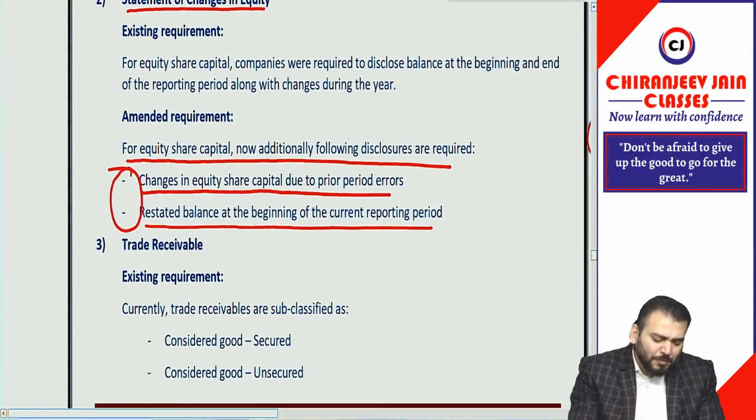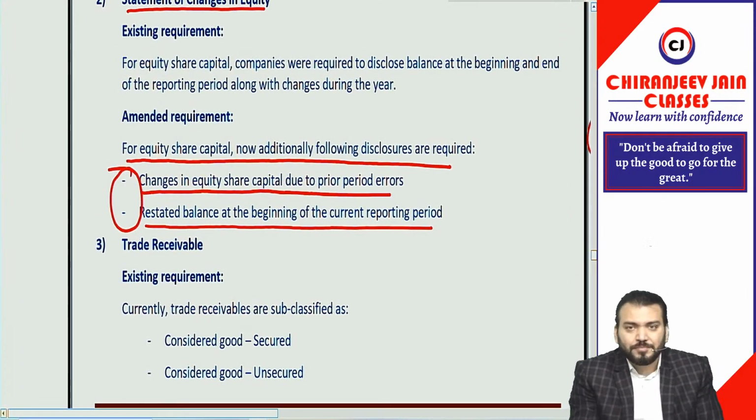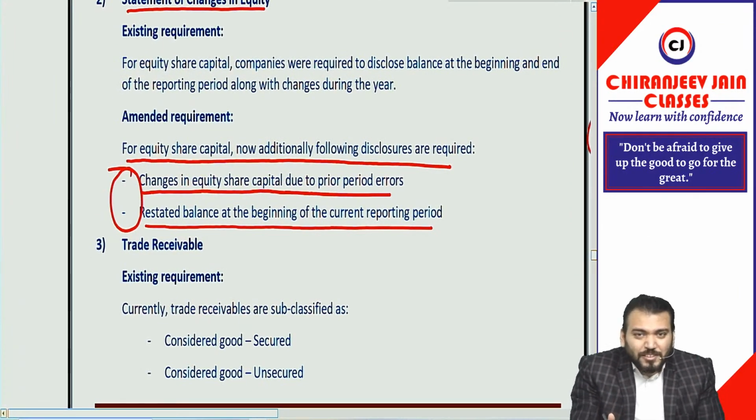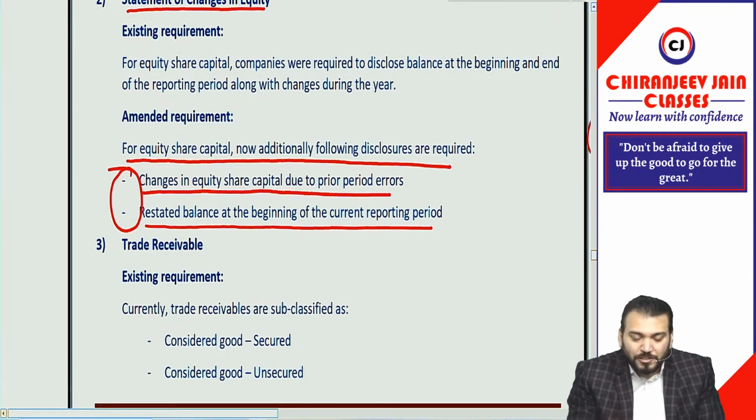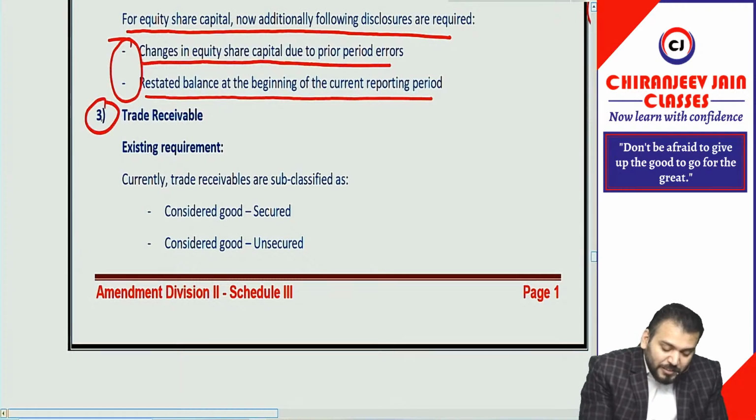Correct. So this might be an important change. However, even though it was not given in the existing requirement, if we apply Ind AS 8, it will automatically be covered. Automatically it will be covered, but now it is mentioned in Division 2 of Schedule 3. Got it?